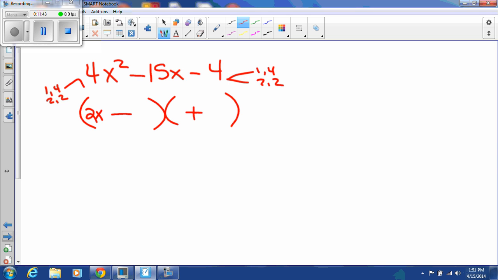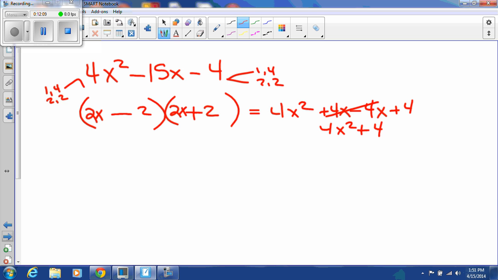Let's try 2 and 2 first. So we have 2x and 2x, and let's do 2 and 2. What does this give me? This gives me 4x squared, and I have a positive 4x. Oh, I should have known this. This is my special product, the difference of two squares. So my final answer is 4x squared plus 4. That's not correct.